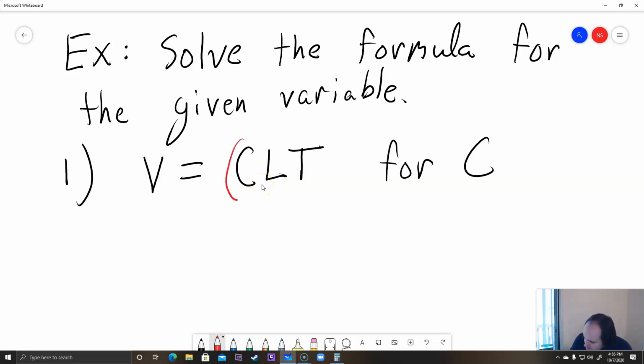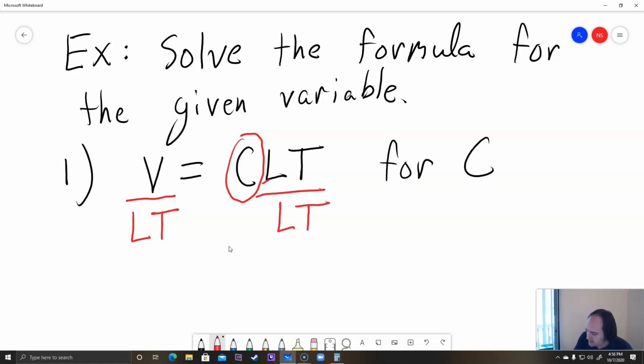So we want to isolate C. And keep in mind that CLT means C times L times T. And the opposite of multiplying by LT is dividing by LT. So here we want to divide both sides by LT. So that's what we're going to do.